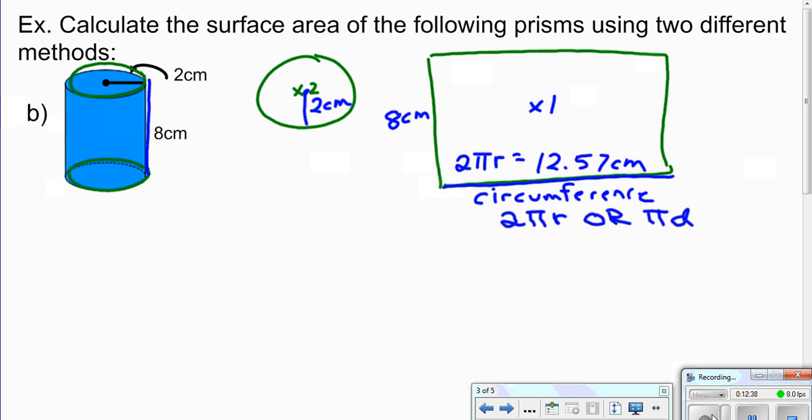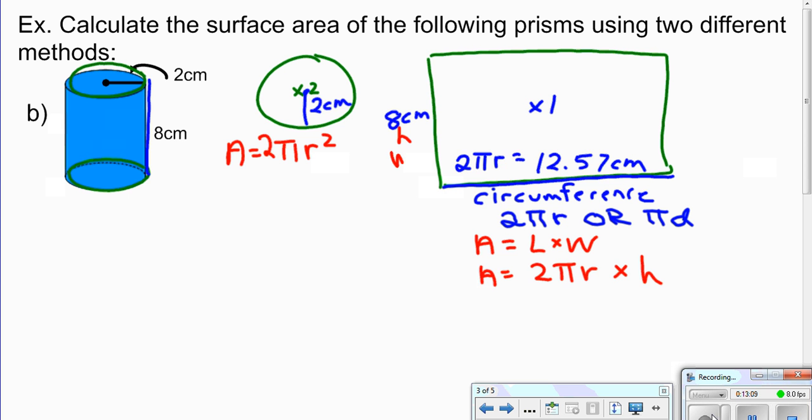So now we need to find the area. Area of a circle is pi r squared, or pi times radius squared, and we have 2 of these. So we're going to go 2 times pi times radius squared, and we're dealing with a rectangle, so area is equal to length times width. Or area equals length, which is 2 times pi times radius, times the width or the height of the prism. Height or width, whatever you want to call it.